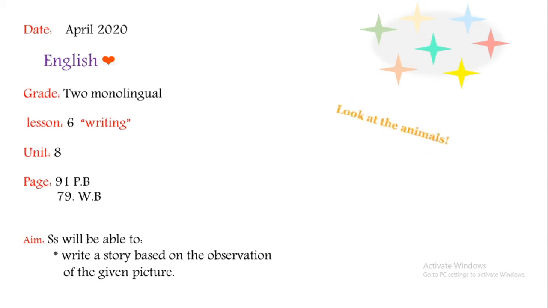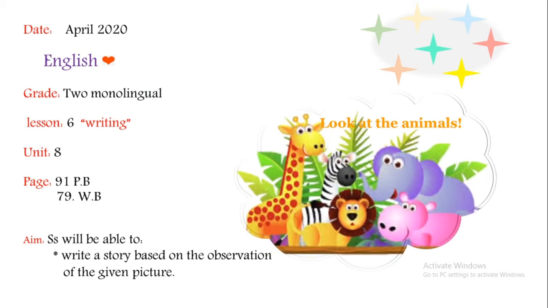Today we have the last lesson, lesson 6, writing in unit 8. Look at the animals, page number 91 in the pupil's book and 79 in the workbook. Here, my students, we will write a story based on the observation of the given picture.